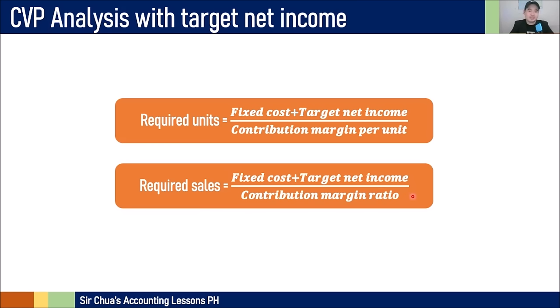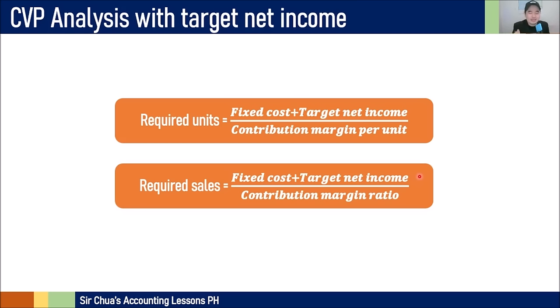Pero, paano po itong target net income? Kung ang binigay po sa problem is naka before tax, wala na po kayong problema, i-add nyo na po diretso yung target net income. Pero pag ang binigay po sa inyo sa problem ay naka after tax, kailangan nyo po siyang ibalik muna sa before tax. Okay? So, i-re-add nyo po yung tax effect niya. Kasi dapat po, yung target net income natin dito is before tax effect po.